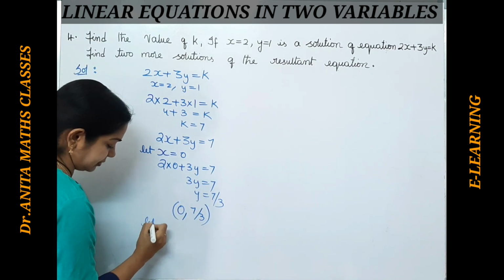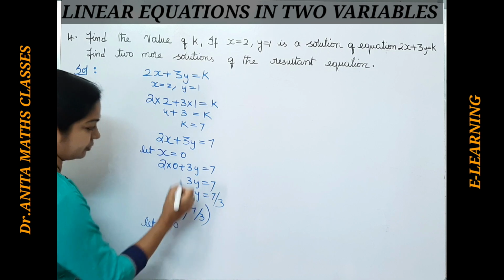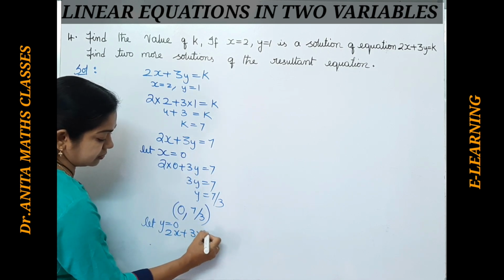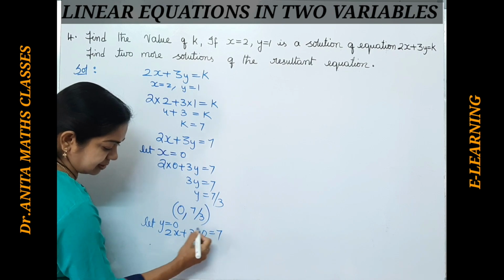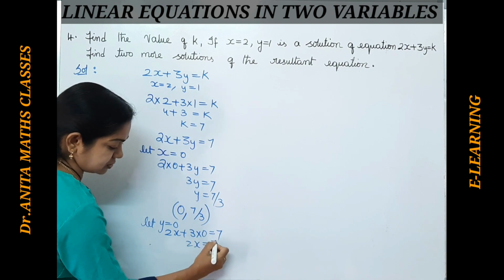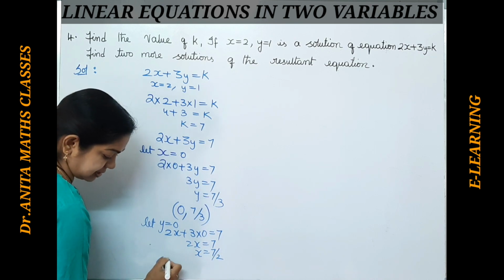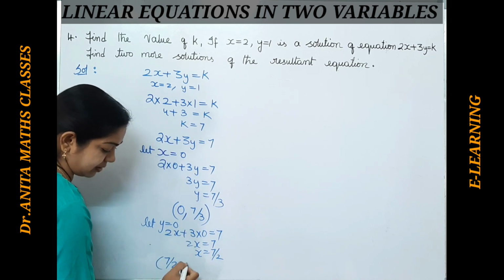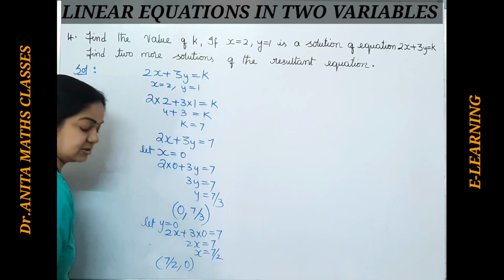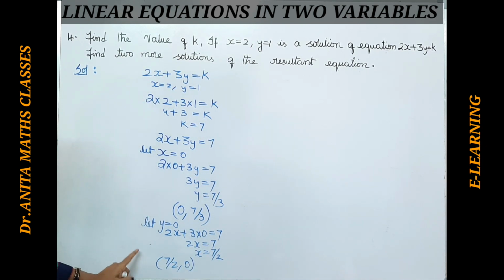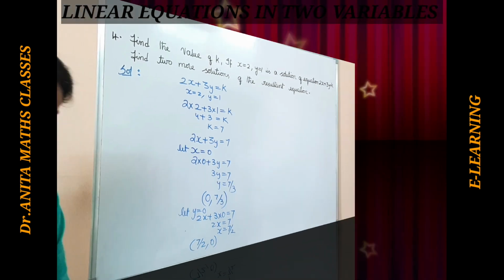One more solution. Let me take y equals 0 in the equation. So 2x plus 3 into 0 equals 7. This becomes 0, so 2x equals 7, x equals 7 upon 2. So when x is 7 by 2, y is 0. This is another solution. So these two are the two more solutions for the resultant equation. Please pause the video and note it down. Let's see the next one.